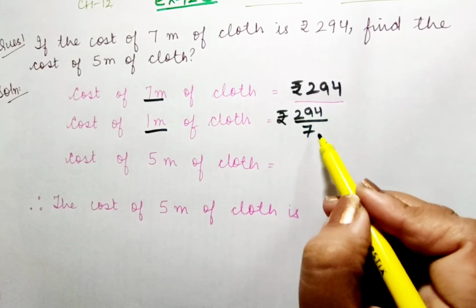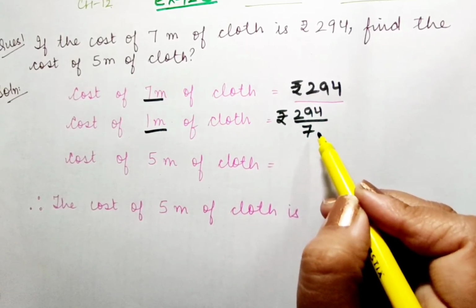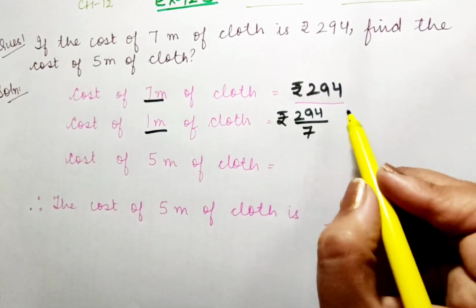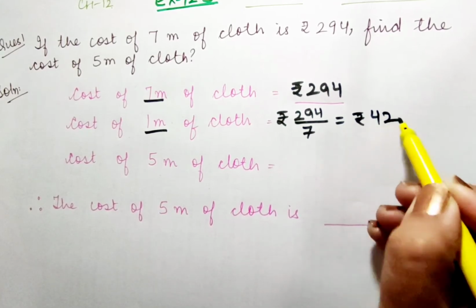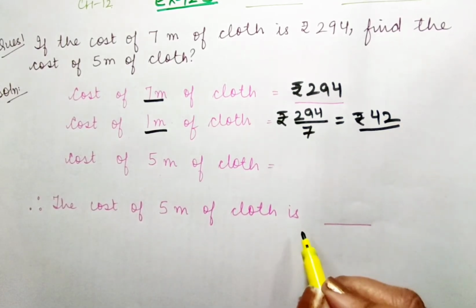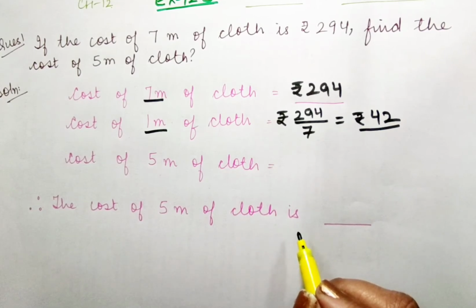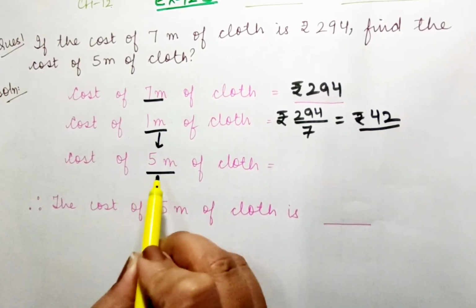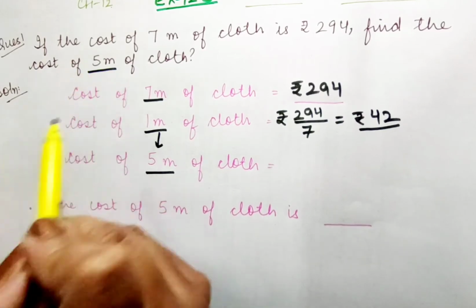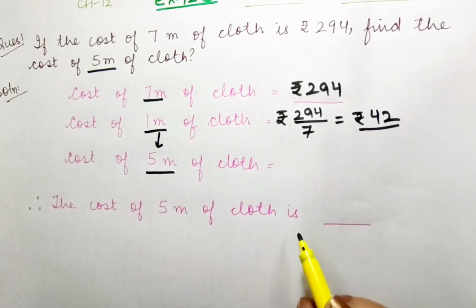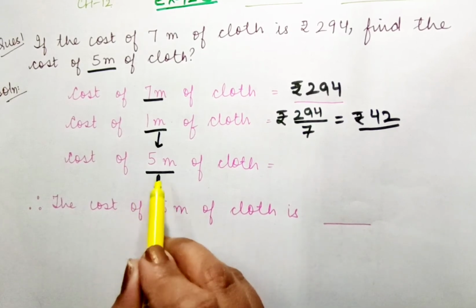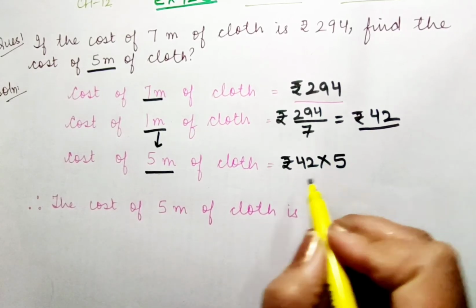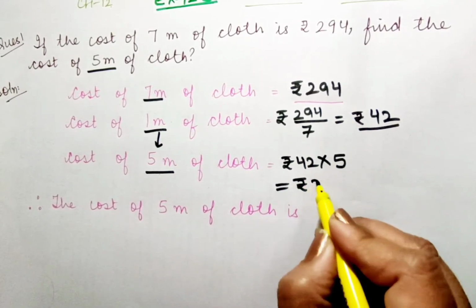Students, either you can do this calculation in this second step only, or you can do it later also. I am going to do it here. 294 divided by 7 gives me rupees 42. This means rupees 42 is the cost of 1 meter of cloth. Now what will be the cost of 5 meters of cloth? Again from 1 to many, and this many is what was required in the question. So we are calculating for the cost of 5 meters of cloth. It will be rupees 42 multiplied by 5, which is rupees 210.